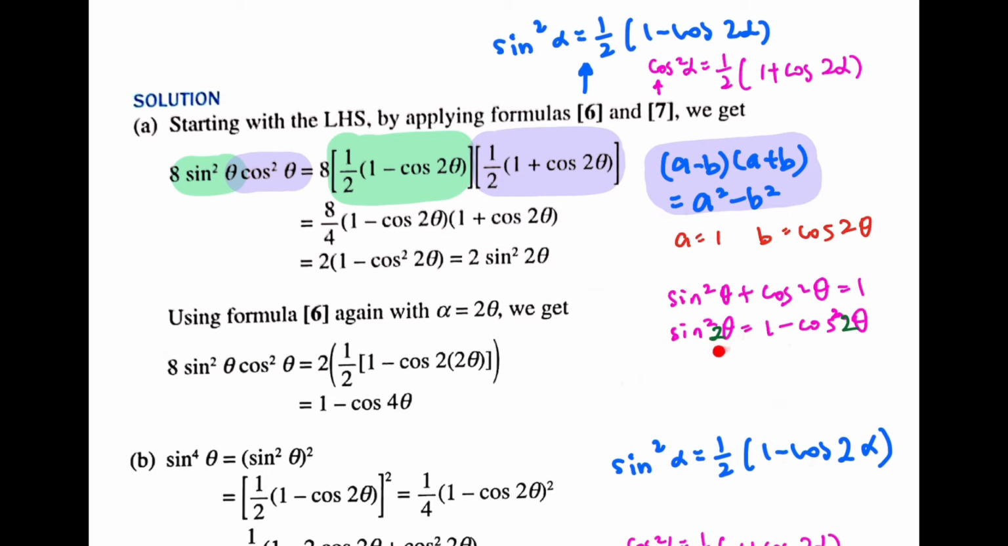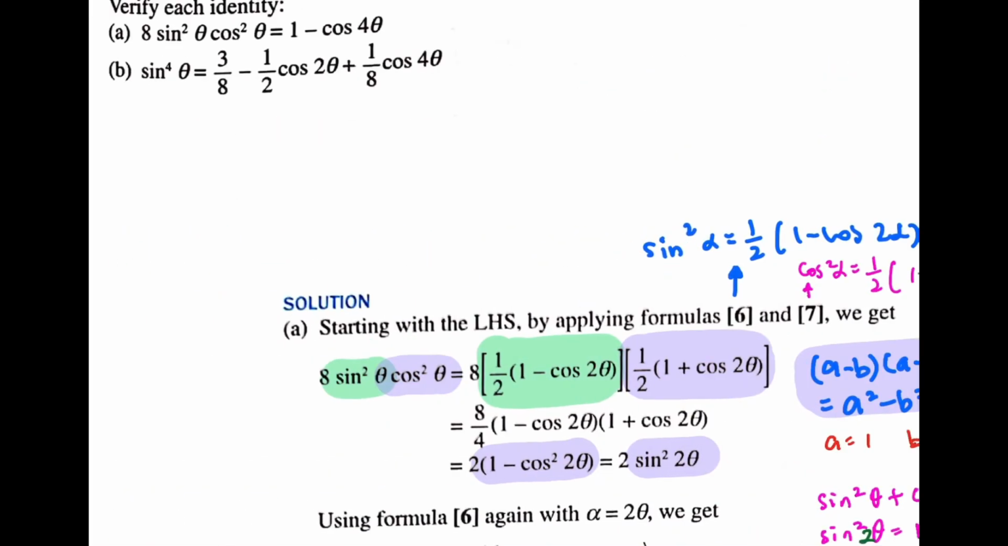Therefore, let us substitute this value here. 1 minus cos squared 2 theta, now this is equal to sine squared 2 theta. Let's just substitute the value here. However, this is not your final answer yet. Your final answer should be 1 minus cos 4 theta. So what should we do? We need to further rearrange the equation here.